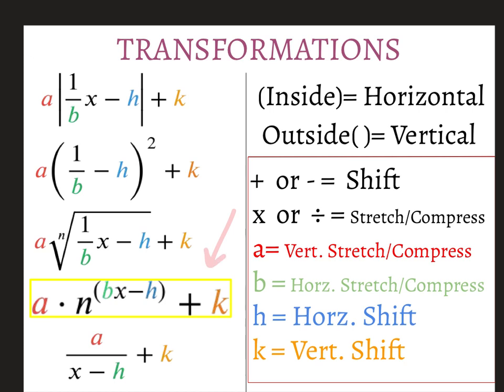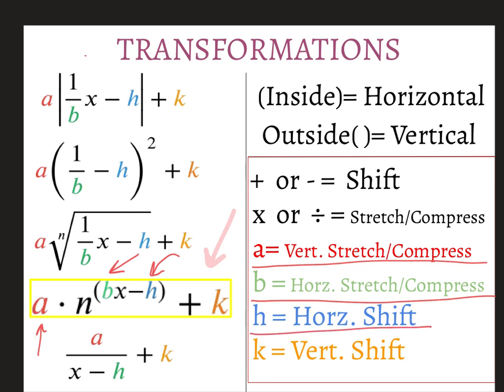On our transformation, here's what I do want you to notice. First of all, the A value, which is our vertical stretch or compression, still falls at the beginning of the function. And the horizontal is still inside of parentheses. That is our B value, our horizontal stretch or compression. And then we talk about our shifts. It's the same thing. The shift inside is the H value. That's our horizontal shift.